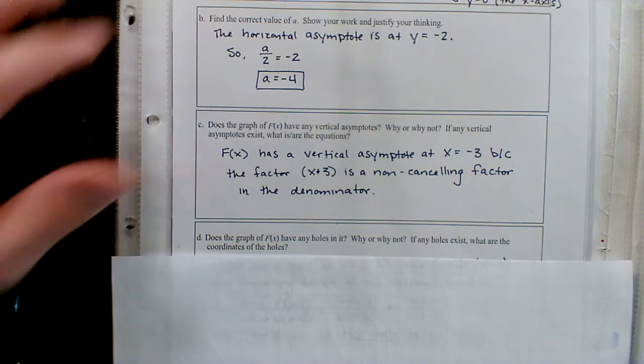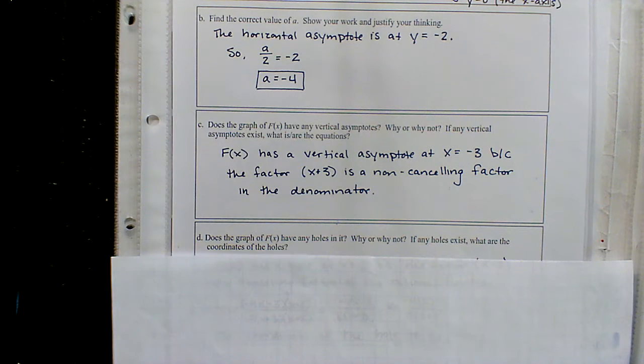All right, the fourth question. Does the graph of f of x have any holes in it? Why or why not? If any holes exist, what are the coordinates of the holes? So is there a hole in your graph? Yes, there is. At what x value? Okay, the x value is 2. They want the coordinates, though. How do you find the y value of a hole? We did this a few times.